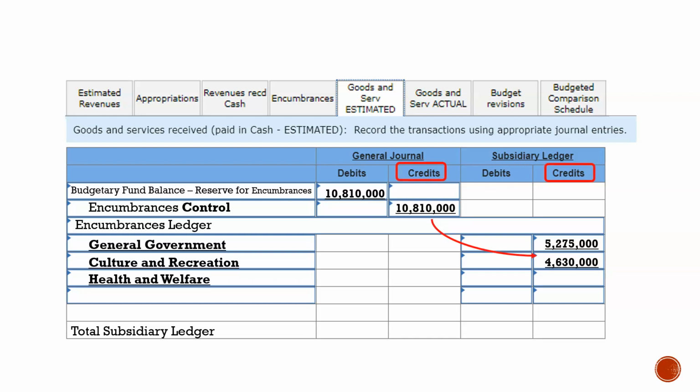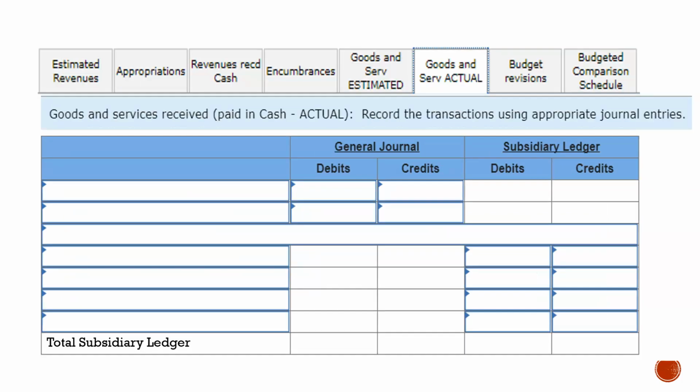Okay, so again, this is just reversing that encumbrance. With that, we talked about this. When you actually receive the goods and services, you reverse out at the estimated cost. You have to get all of that money unencumbered. And that's all you're doing in this situation, is you are reversing that original encumbrance control journal entry. So here we're going to look at what we actually paid.